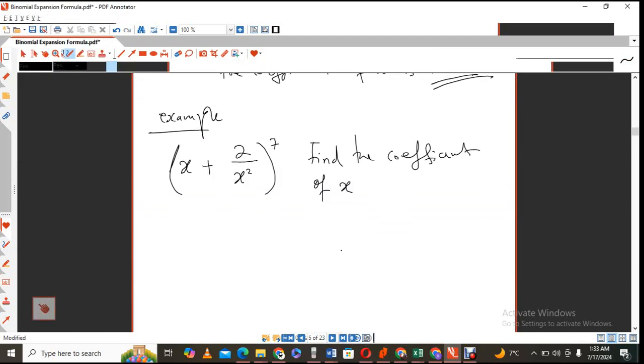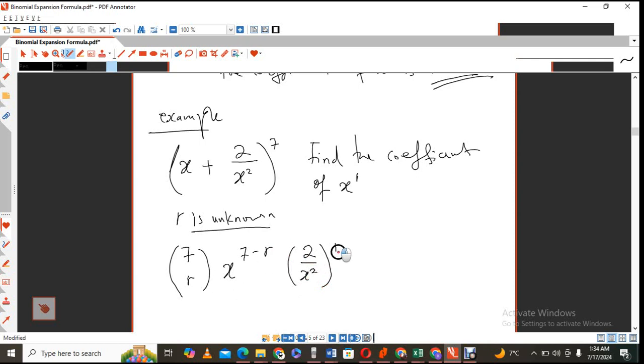Okay, now here's the thing. We don't know what r is. R is unknown to us. Can you see that? What do we know? Coefficient of x, right? We know that this is nothing but x raised to the power of 1. So let's just write down the general formula. So it's going to be 7 choose r, and my a is x, which will be raised to 7 minus r. My b is nothing but 2 over x squared, and it should correspond with r.